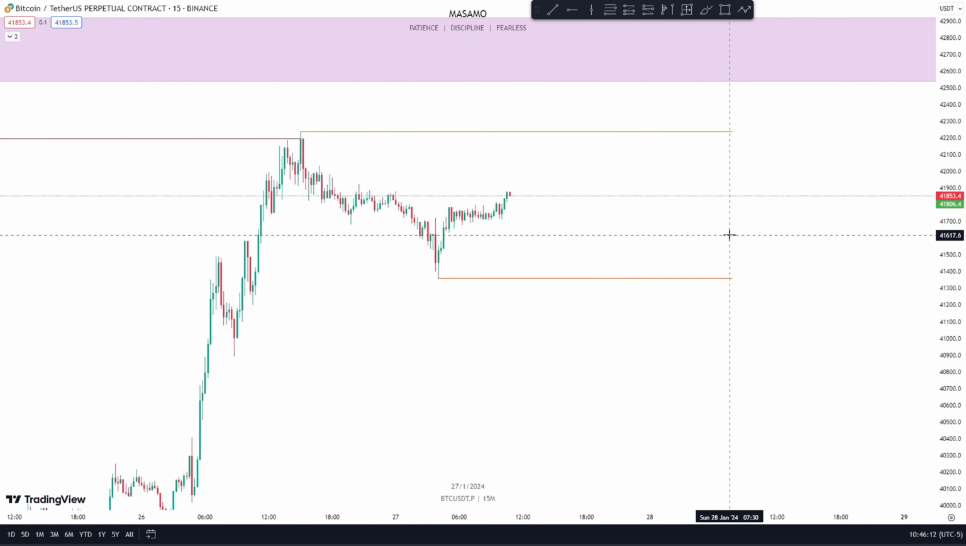But this plan is only valid for weekends, because some of you might know weekend is for traps. On the weekends, market makers are always trying to trap people, so that's why you should avoid trading on weekends. Personally, I don't do that on weekends. Yes, I'm trading, but I'm trading on altcoins and not on Bitcoin.